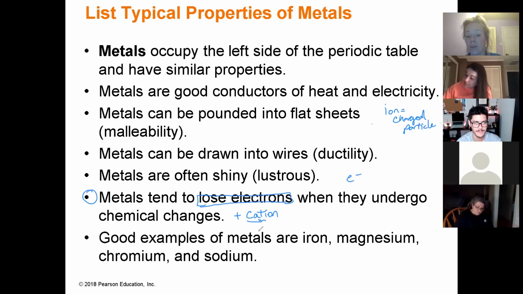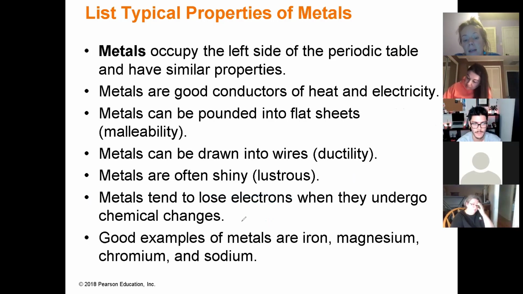All metals undergo this, okay? All metals like to give up electrons. They don't want to take them on. And that does have to do in a lot of ways with where they lie on the periodic chart. We'll talk more about that when we get into electrons in a couple chapters. Good examples of metals: iron, magnesium, chromium, sodium, any of those guys on the lower left side of the periodic chart.